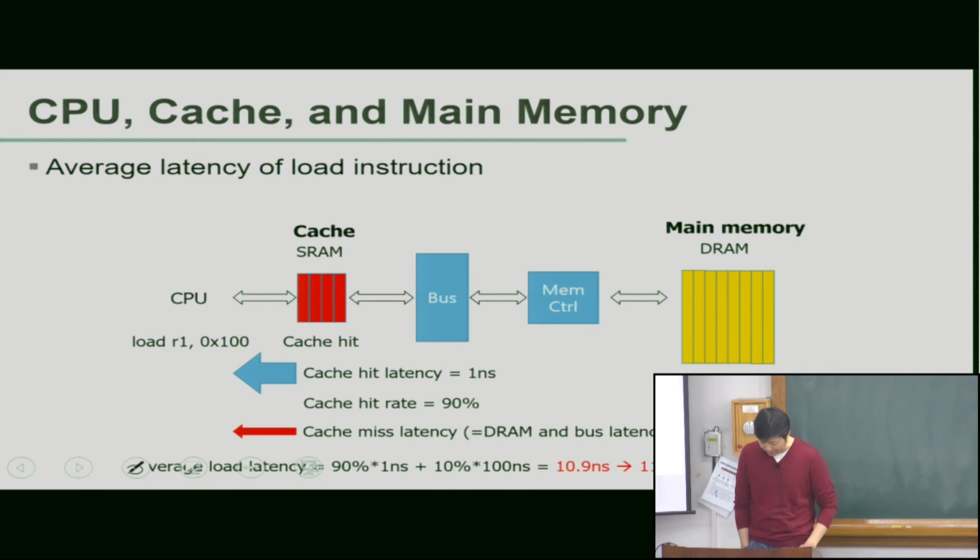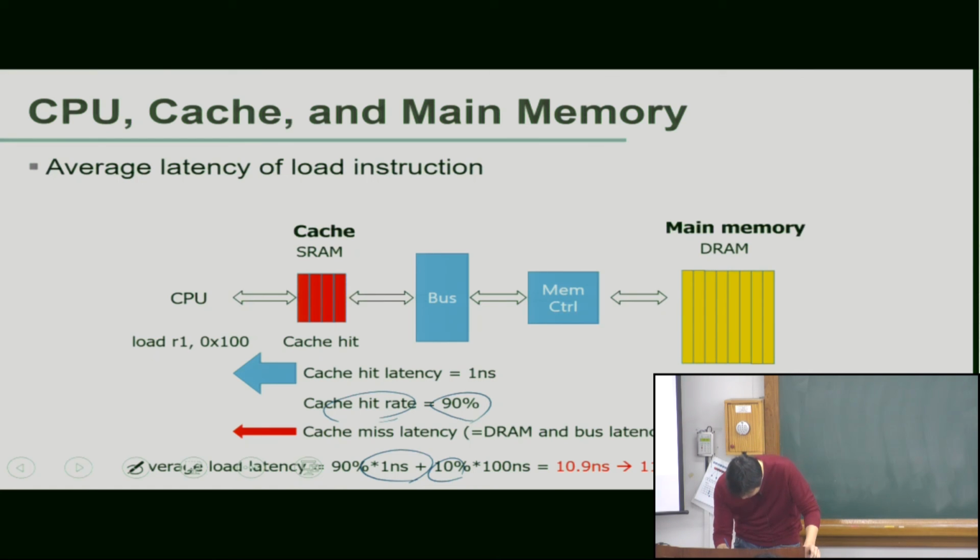And the average memory access latency, the average load latency, will be calculated in the following manner. Let's say you have a cache hit rate of 90%, then you can calculate the weighted sum of the two. Let's assume the cache hit time is one cycle. Then 90% of the time, it will take only 1 nanosecond, which is 1 clock cycle. But for 10% of the time, it can take 100 nanoseconds.